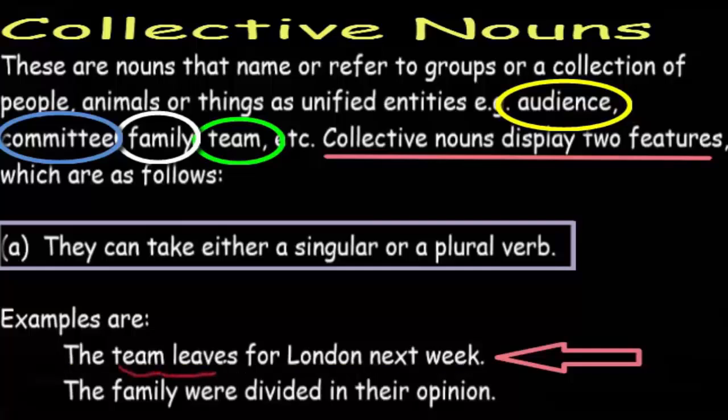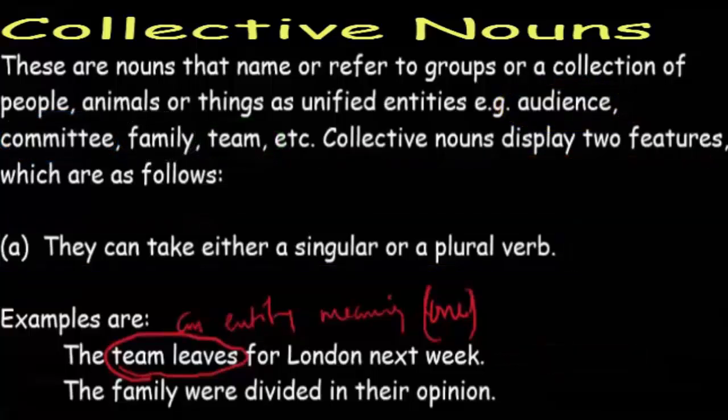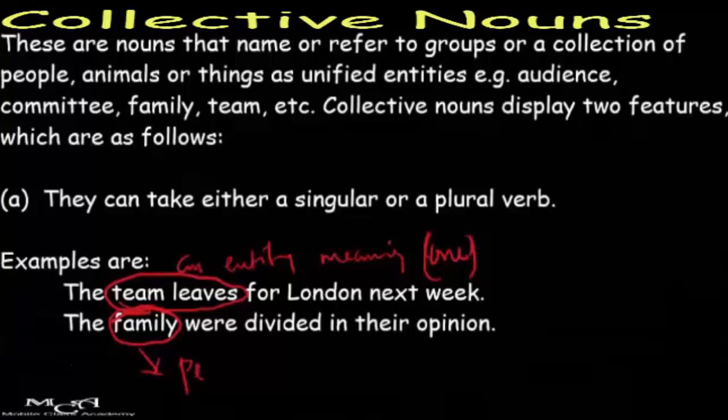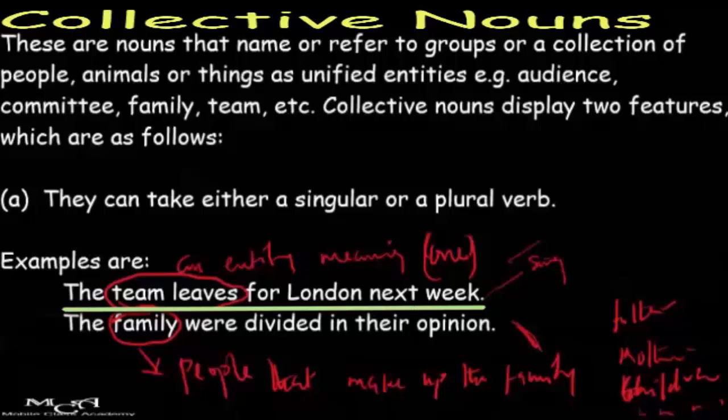The team here is being used as an entity, meaning one group. But if I say the family were divided, I'm talking about the people that make up the family, which includes a father, a mother, the children, and if it's an extended family, you could have uncles, aunties, nephews, nieces, and all that. So with the team leaves, one is an entity, and the other is used as a group of people. The first sentence is in singular form. The other one, the subject, is in plural form.